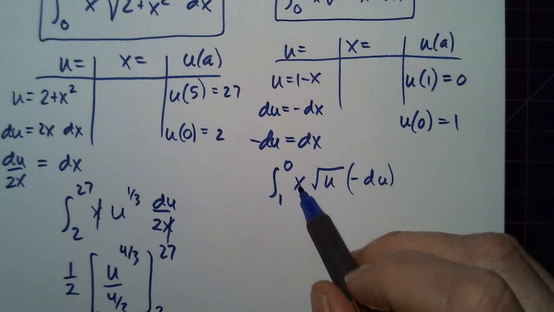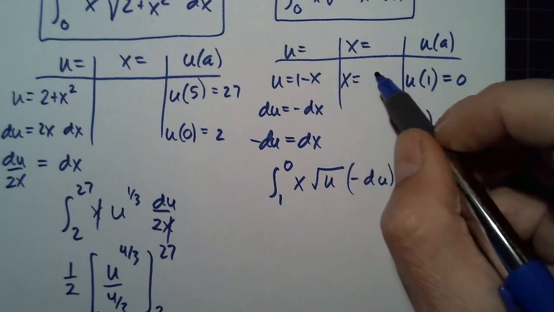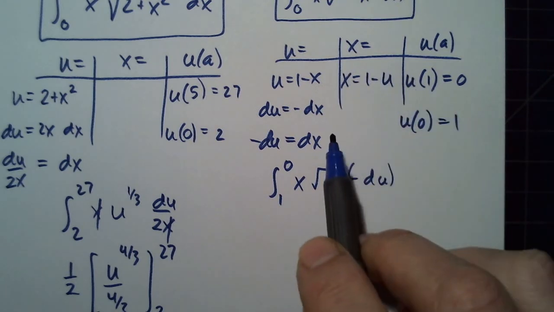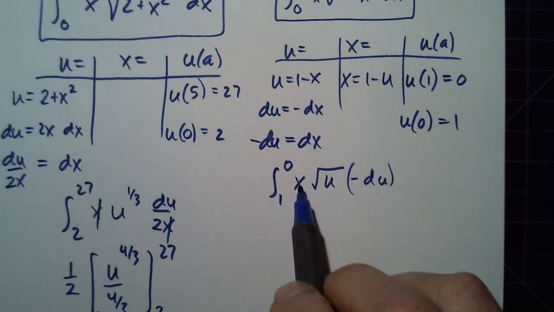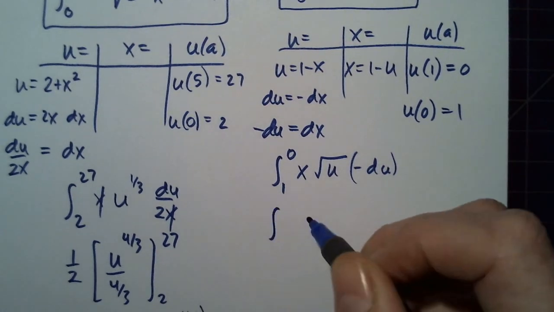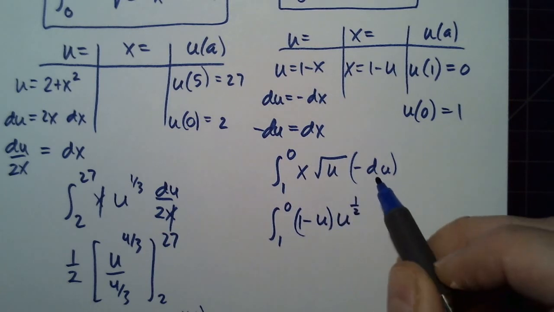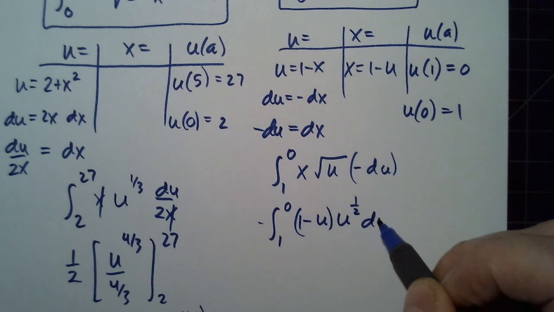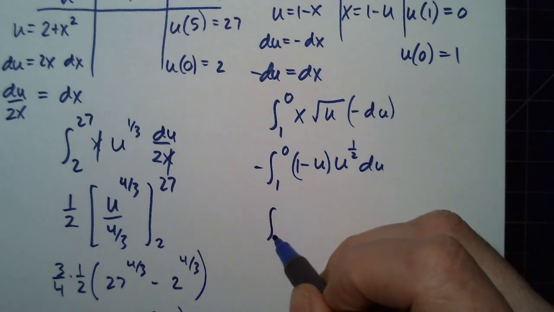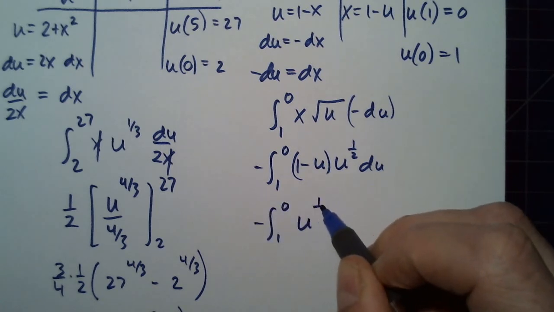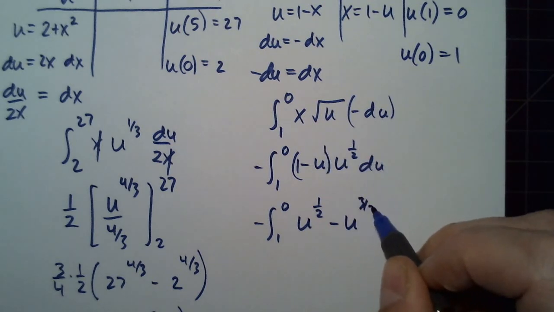Alright, nothing is canceling the x, so that means we need to find out what x equals, and x is going to be 1 minus u. So if I move the u over and then subtract x, that's what x equals, and so now we can substitute for x. Put that negative out in front, and then the du. We can distribute u to the 1/2. This is a 1, so 1 plus a half is 3/2.